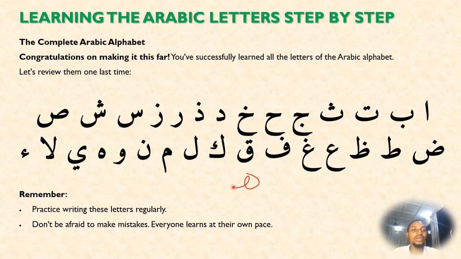Then we have ya, and then we have the two special letters, lam alif and hamza. Remember, we said lam alif has two branches. The first branch on the right side represents lam, while the second branch represents alif, and this is hamza, which is often used alongside alif. All right, I believe you've understood this, so let's move to a quick assessment.